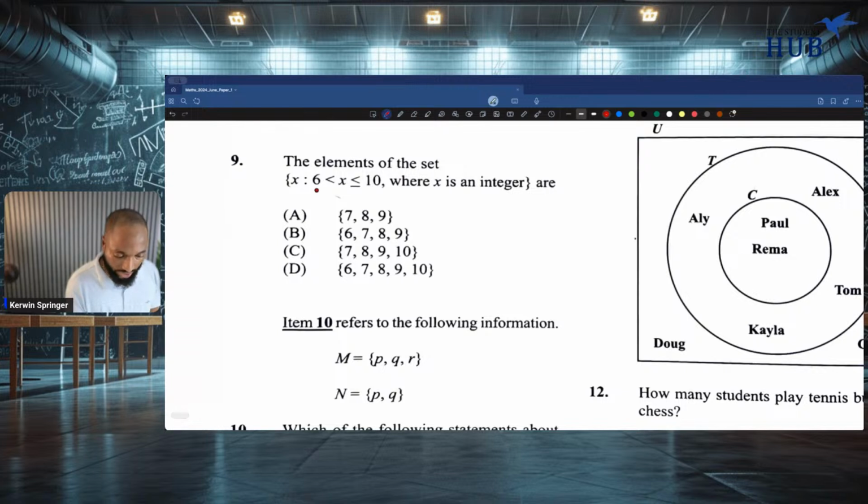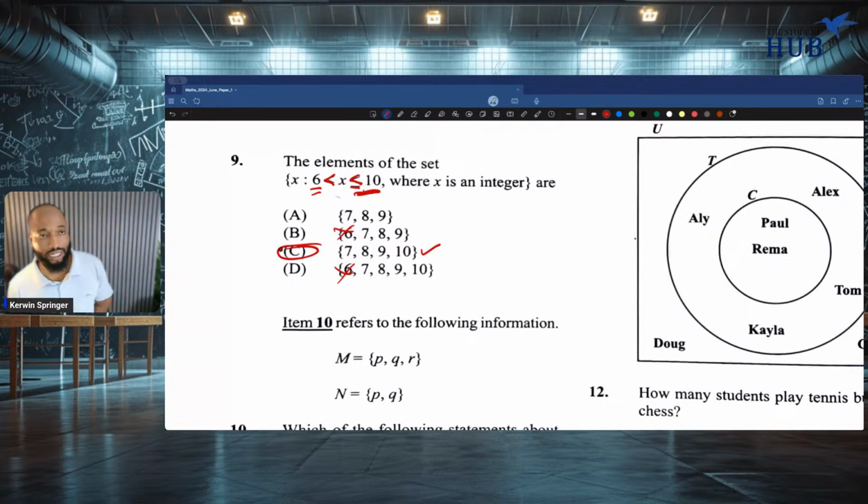The elements of the set X, 6 to 10, where X is an integer, are, now we're not including 6, but we're including 10. You see how there's this less than or equal to sign here. So we want 10, but we're not including 6. It's just more than 6. So C is the answer.